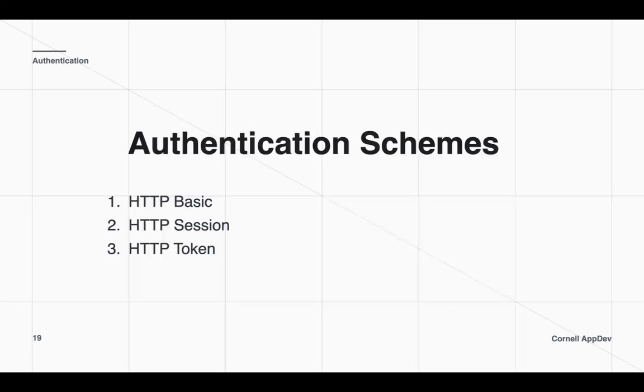And so for the authentication field in the header, there are three big ways that you can do authentication on a backend. The first one is HTTP basic, which is going to go on first. The next two are HTTP session and HTTP token.